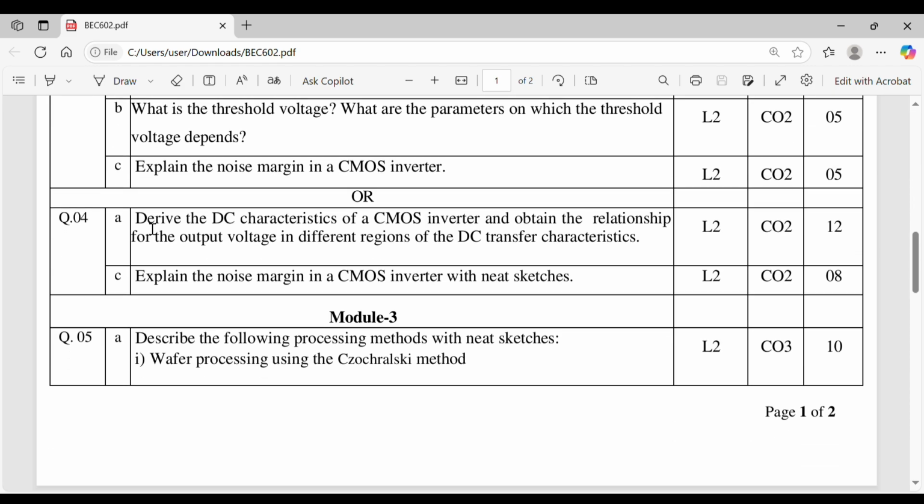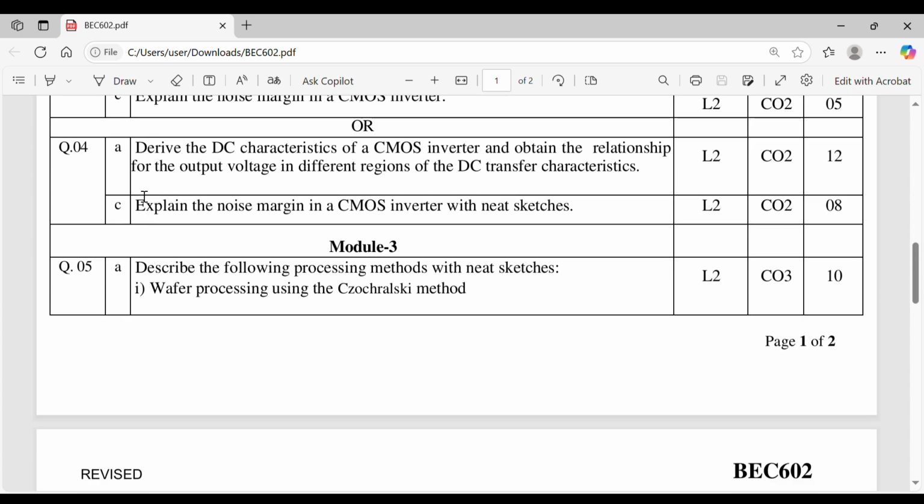So in 4A question, derive the DC characteristics of CMOS inverter and obtain the relations for the output voltage in different regions for DC transfer characteristics. 4C question is explain the noise margin of a CMOS inverter with a neat sketches. Both 4A and 4C are very important questions. These will appear in every VLSI exam. So make sure you read this.